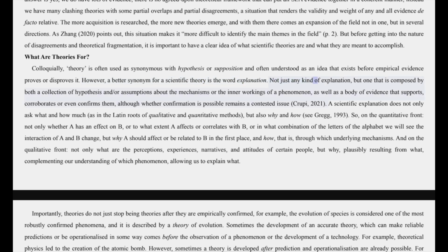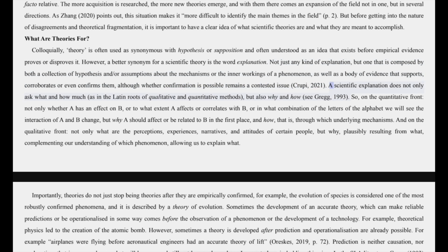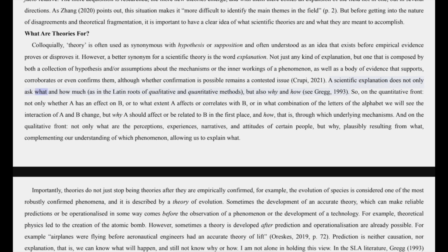Not just any kind of explanation, but one that is composed of both a collection of hypotheses and/or assumptions about the mechanisms or the inner workings of a phenomenon, as well as a body of evidence that supports, corroborates or even confirms them, although whether confirmation is possible remains a contested issue, Krupi, 2021. A scientific explanation does not only ask what and how much, as in the Latin roots of qualitative and quantitative methods, but also why and how, see Gregg, 1993.